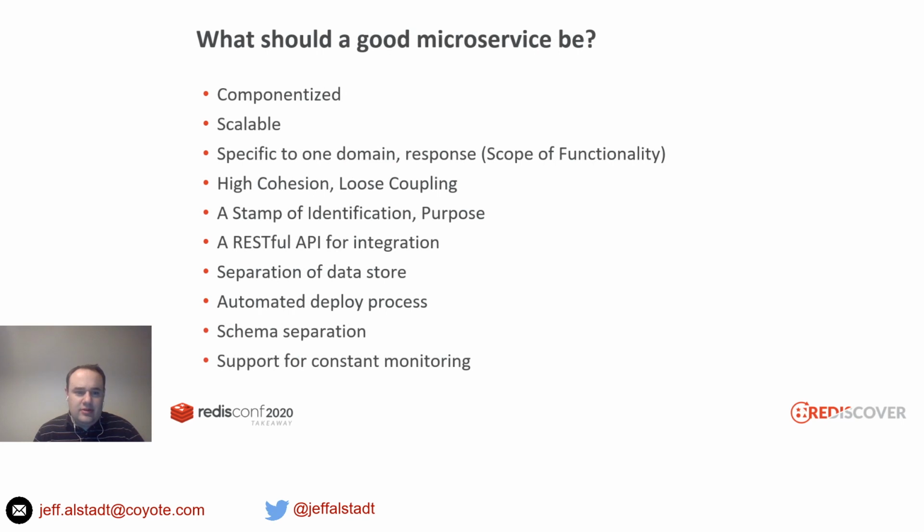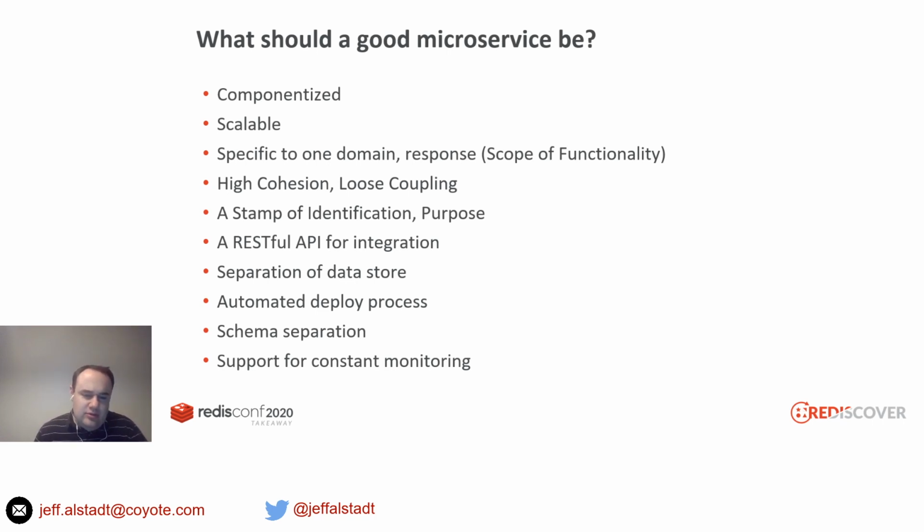What should a good microservice be? Well, it should be componentized. It should be designed to be scalable. It should be specific to one domain, one responsibility, a scope of functionality. There should be high cohesion, loose coupling. It should have a stamp of identification, a purpose. It should have a RESTful API to allow other microservices to integrate and talk to it. There should be a separation of data store, usually one data store per microservice.